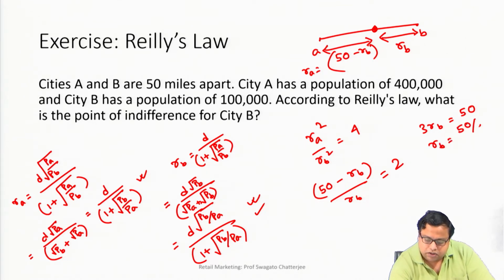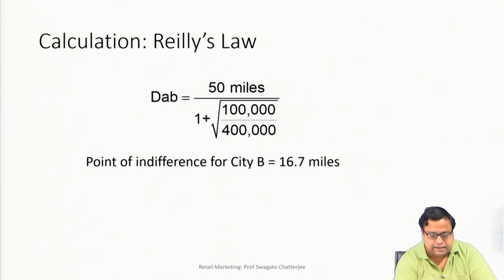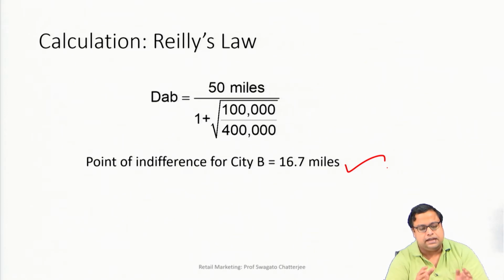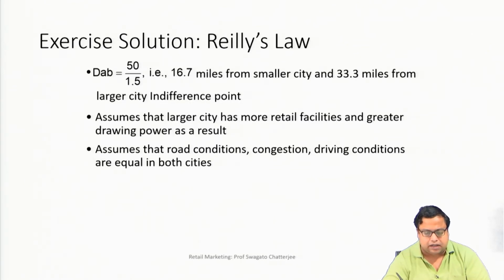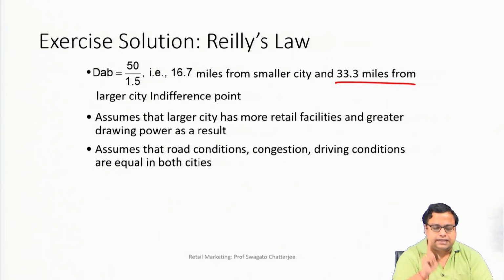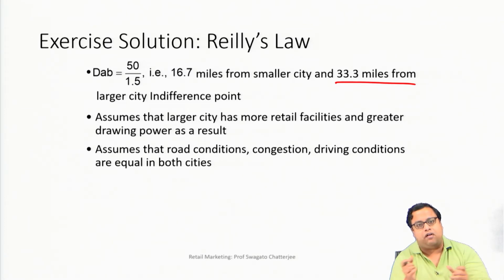That is the calculation, which is around 16.66 or something like that. That becomes your distance. So we calculated 16.7 miles, and that is the distance from city B till the indifference point. Then what is the distance from city A till the indifference point? It is 50 minus 16.67, which comes around 33.3 miles. What are the assumptions here? The assumptions are that the large city has more retail facilities and greater drawing power as a result.